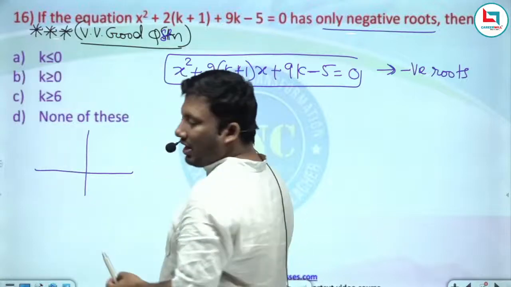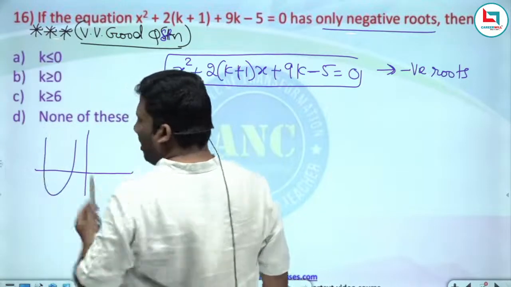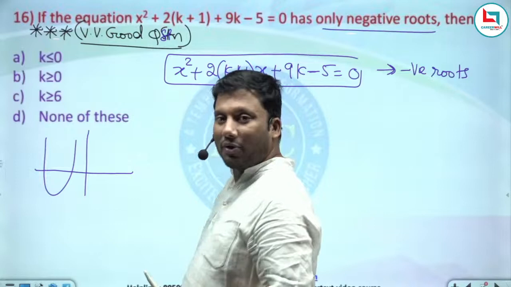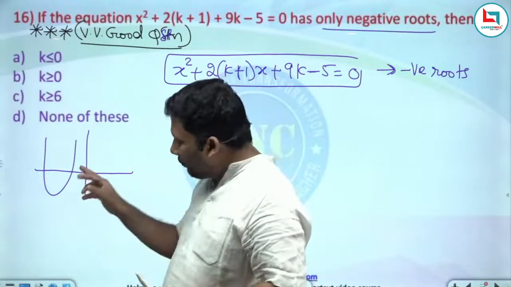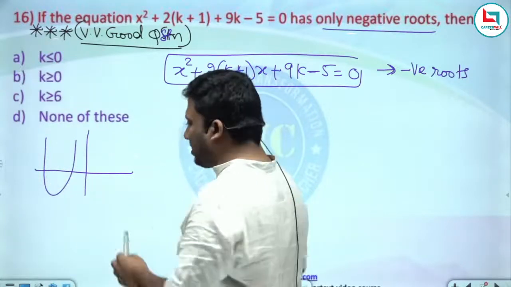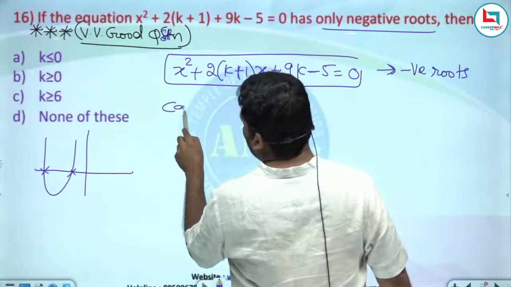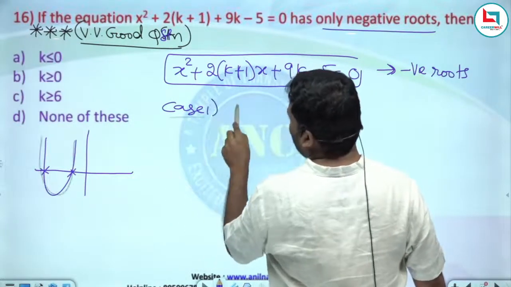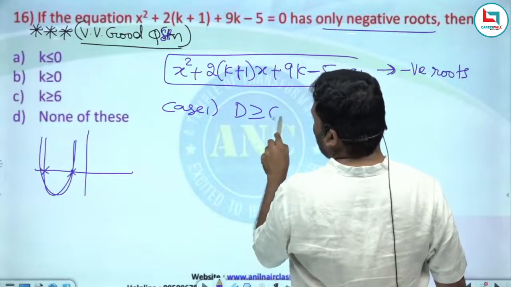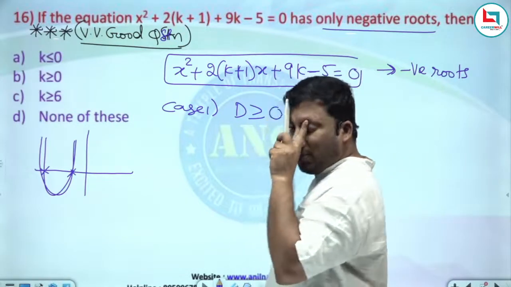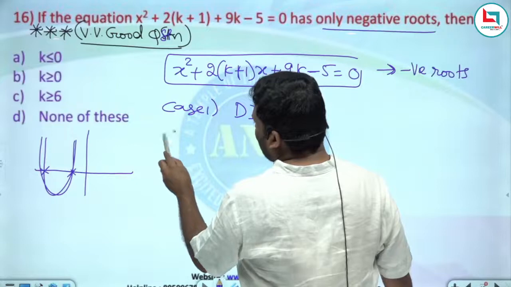The graph is like this. I hope the idea is clear. If the graph is touching the axis at 2 points, then what will be the first case? Case 1: the discriminant will be greater than or equal to 0.